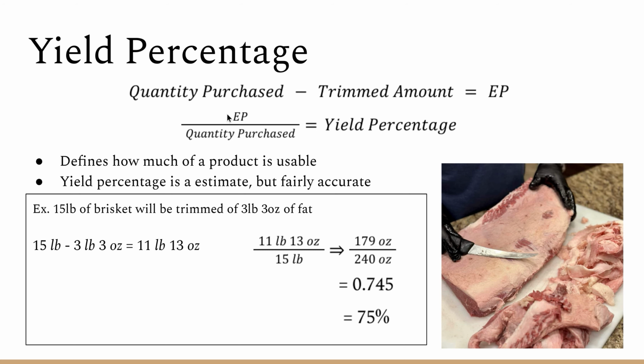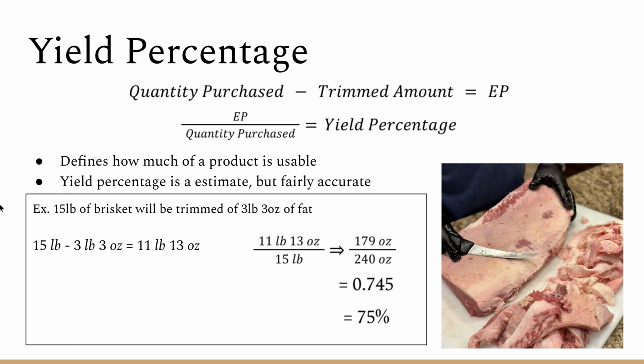So again, this is a 2-part equation. We have our first part. It's a very simple subtraction problem. We take quantity purchased minus the trim amount, and that is the edible portion. And edible portion, again, is all of the product that is able to be used to be cooked or to be eaten. From there, we take our edible portion, divide that by the quantity purchased. So again, this original number appears back into the second part, and that is what gets us our yield percentage.